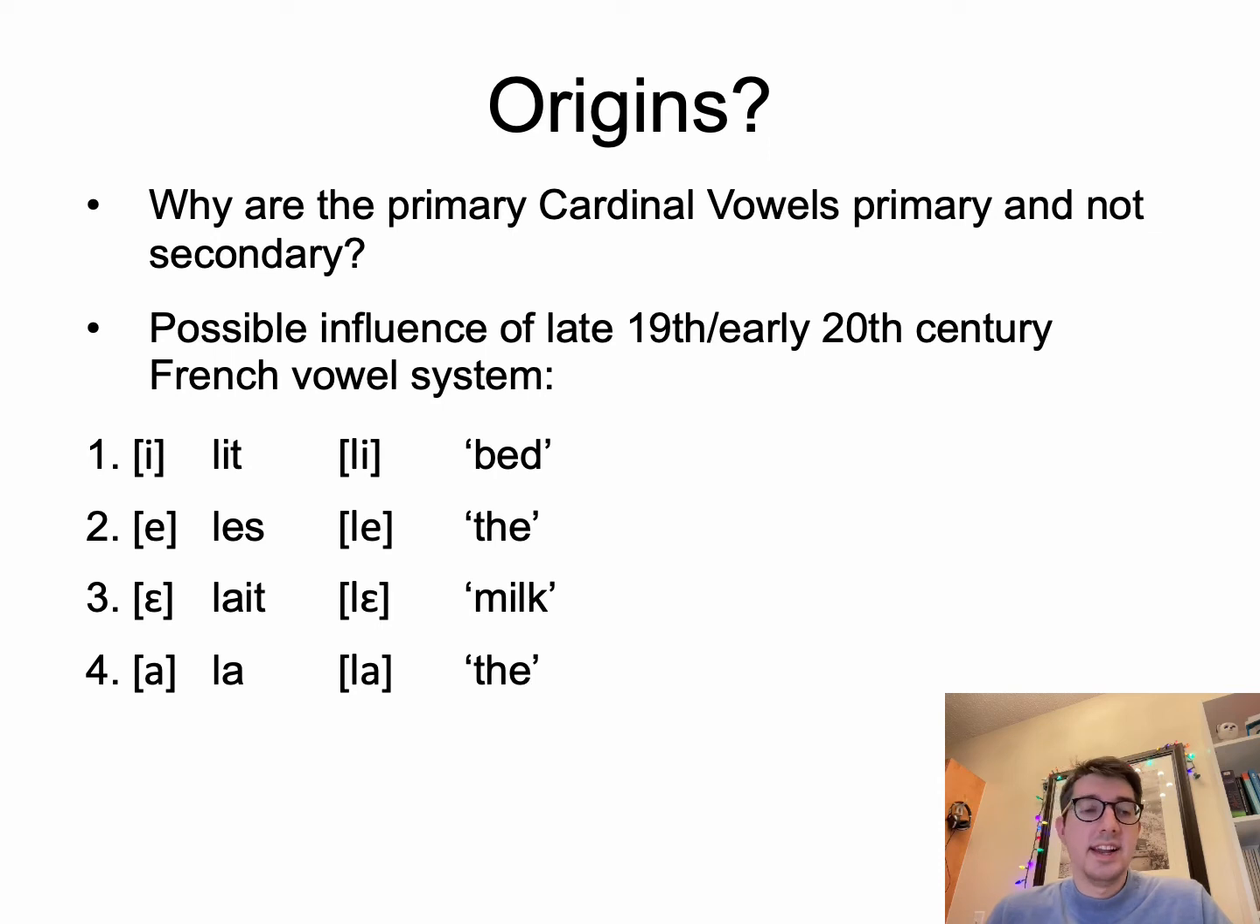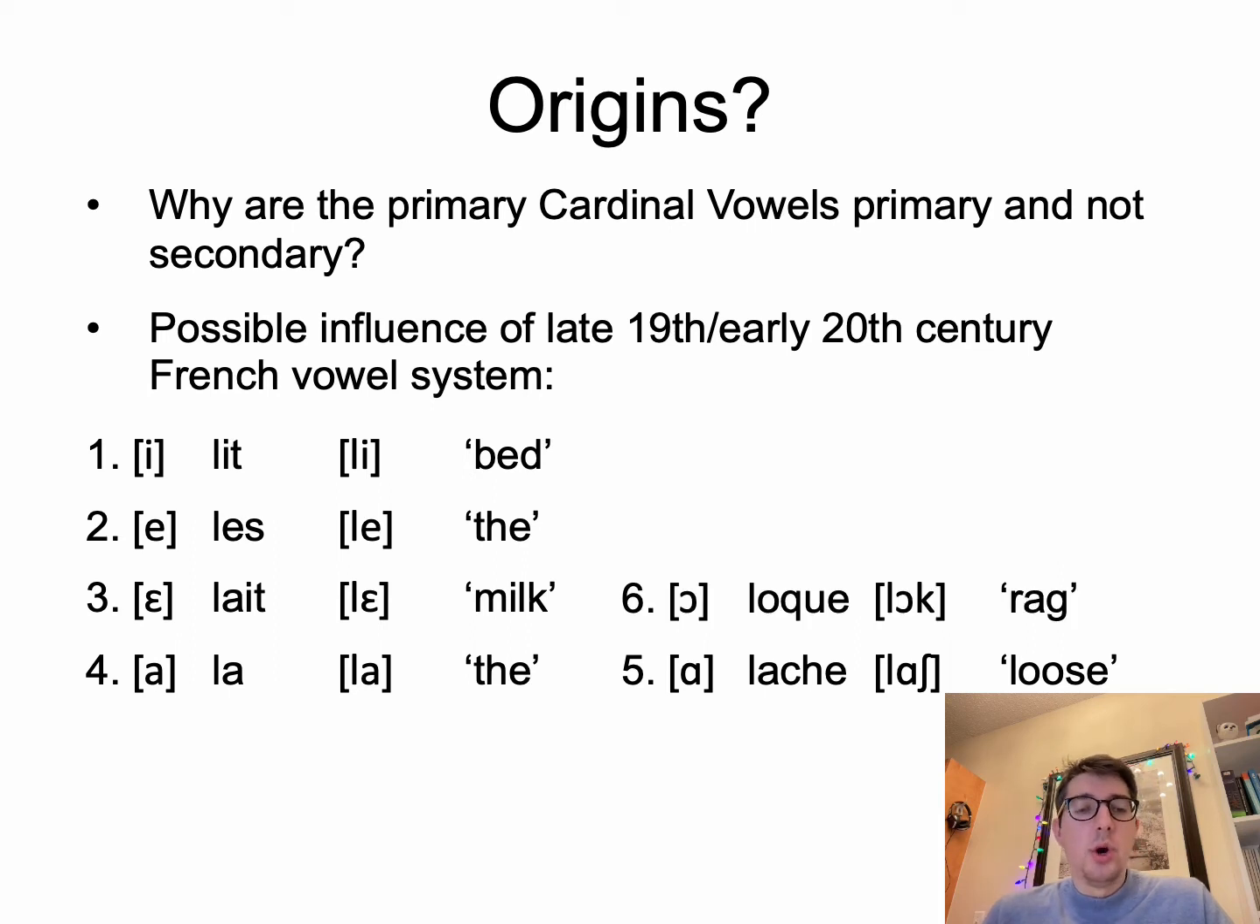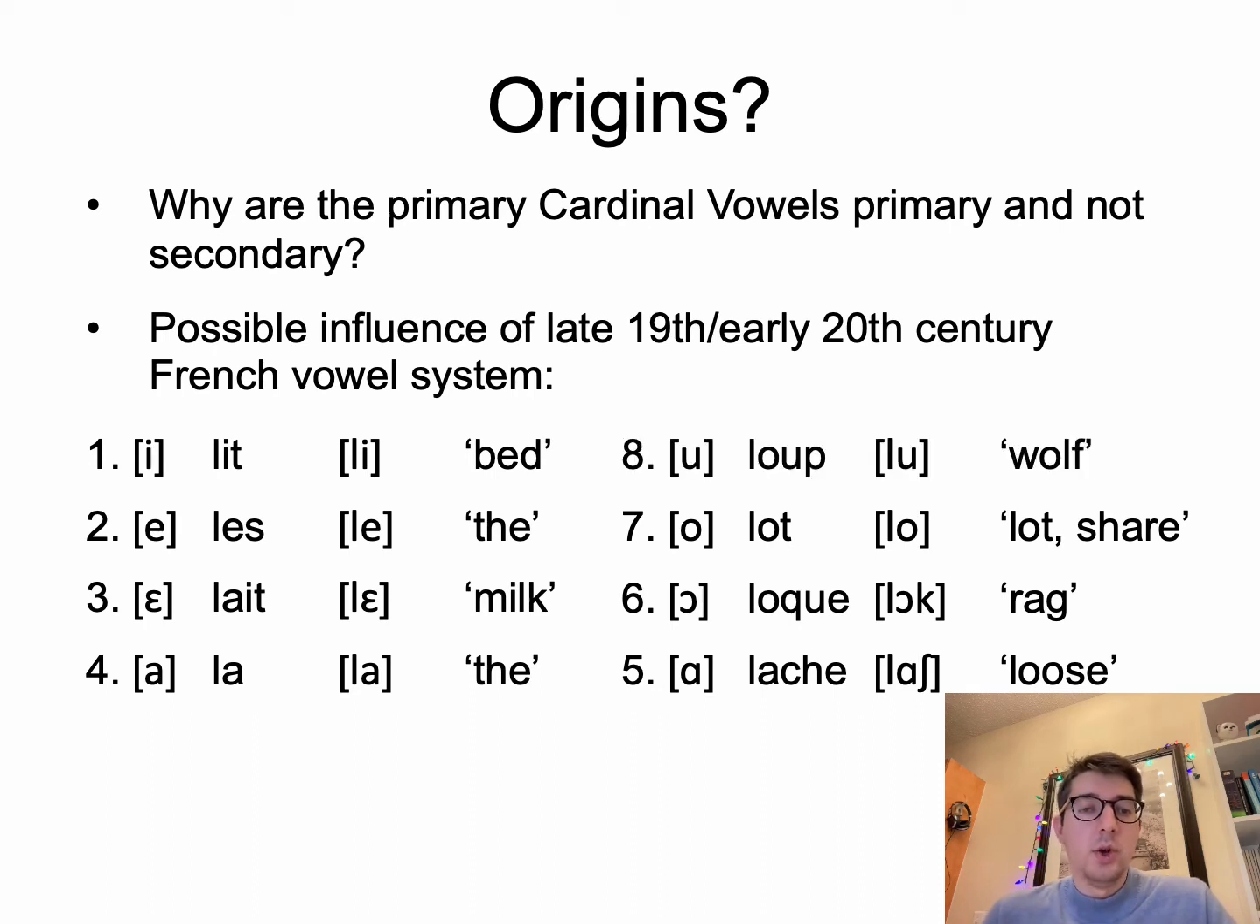So le and le. The fourth one would be a, la. The fifth one would be la, lash. The sixth one would be lok. The seventh one would be lo, and the eighth one would be lu. So these quite neatly correspond to English vowels, and primary cardinal vowels as well.